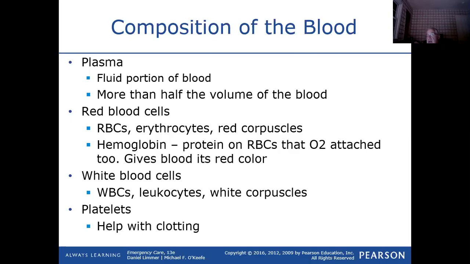Most of the volume of your blood, more than half of the volume of your blood, is the fluid portion. Floating in that fluid are the 3 types of cells: red blood cells, white blood cells, and platelets. Now they're going to ask you these questions on the exam. They're going to say, what's the fluid portion of blood called? Plasma. What do patients lose when they have a burn? Plasma, right? When you see a blister, that's plasma stuck under the skin, okay?